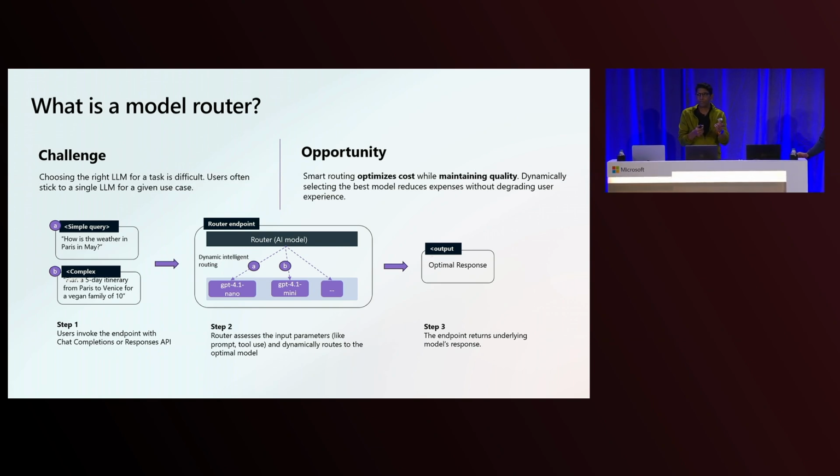In this picture, you can see two queries, a simple query and a more complex query. The requests go to a Model Router, and the Model Router now figures out, it's a trained model. It's an AI model that's trained to select, based on the query complexity, which of the underlying models to route to. So in this case, the simpler query is getting routed to a Nano model, and a more complex query is routed to the Mini model. And you get an optimal response here.